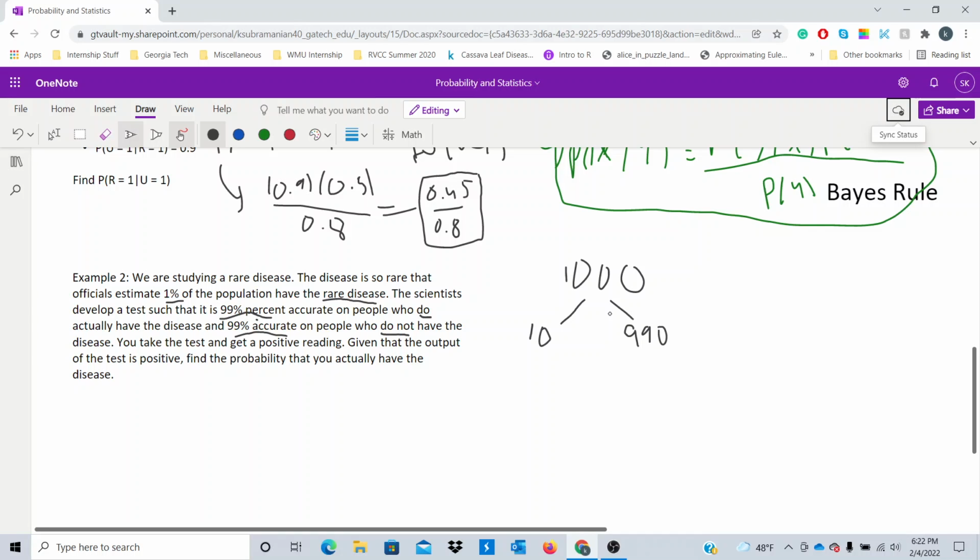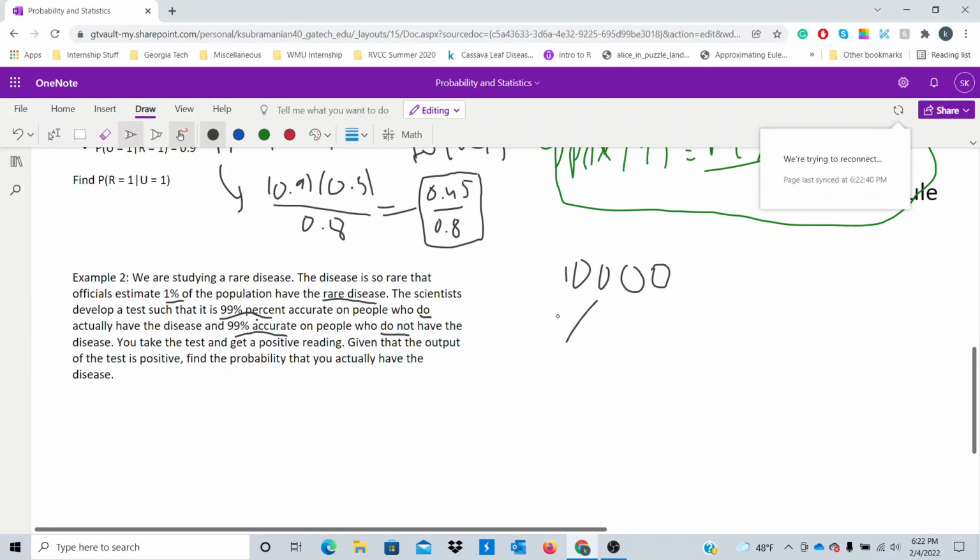Okay, cool. Actually, let's make the population size a little bit bigger. I'm going to make the numbers a little easier. My bad. So suppose we have a population of 10,000 people, right? And we know from the problem that 1% of this population has a rare disease. So what is 1% of 10,000? Well, that'll be just 100, right? So 100 people of this population have the rare disease.